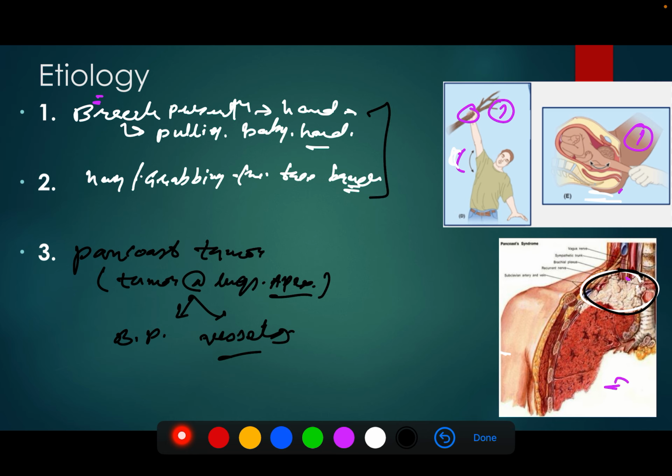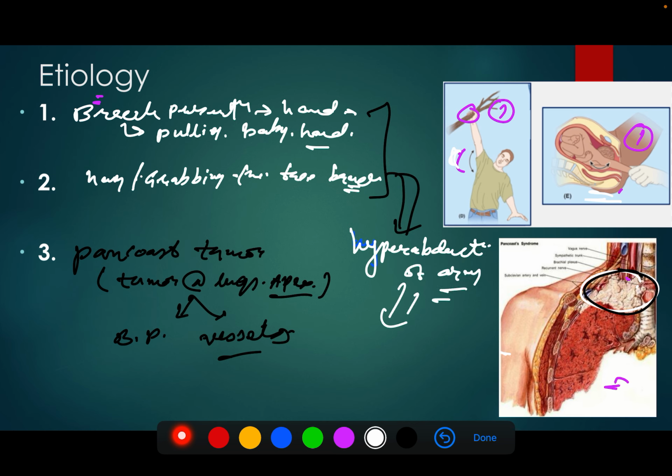So finally, all these causes, what are they doing? Look at here, what's going on here. This is the hyperabduction of my arm. So both of these are leading to hyperabduction of the arm, right? So this is causing the injury to my what? Lower trunk of brachial plexus. So remember this one, and this is also compressing the lower trunk of brachial plexus, right? So this is causing Klumpke's palsy.